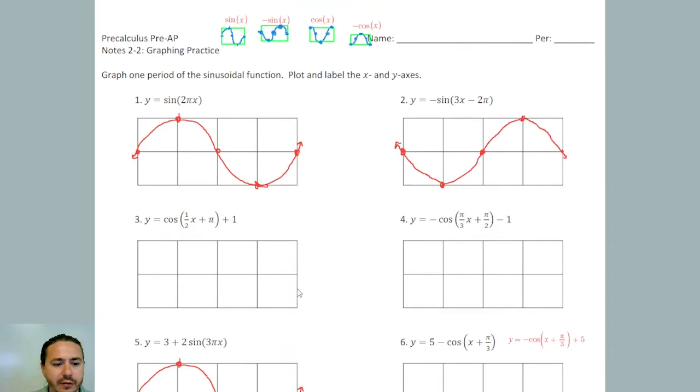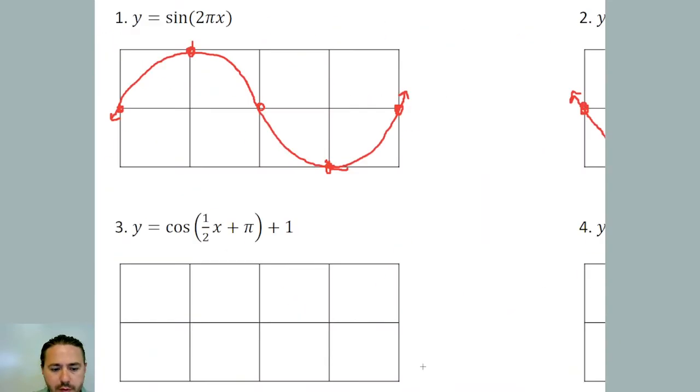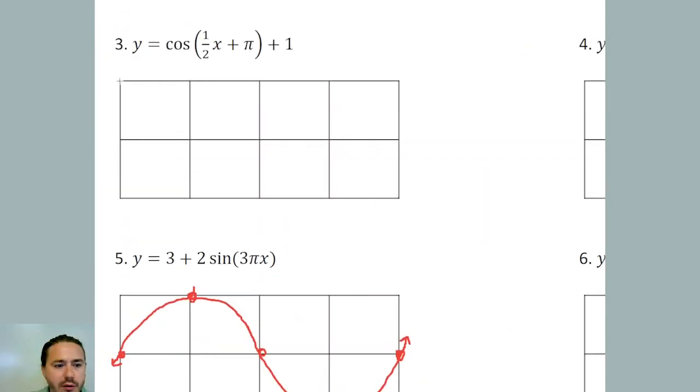All right, now let's throw down some cosine graphs here. So cosine, the positive cosine, is going to start at a maximum. So we start at a maximum right here, go down to equilibrium, the minimum, equilibrium, maximum. And so the curve is going to do something like this.